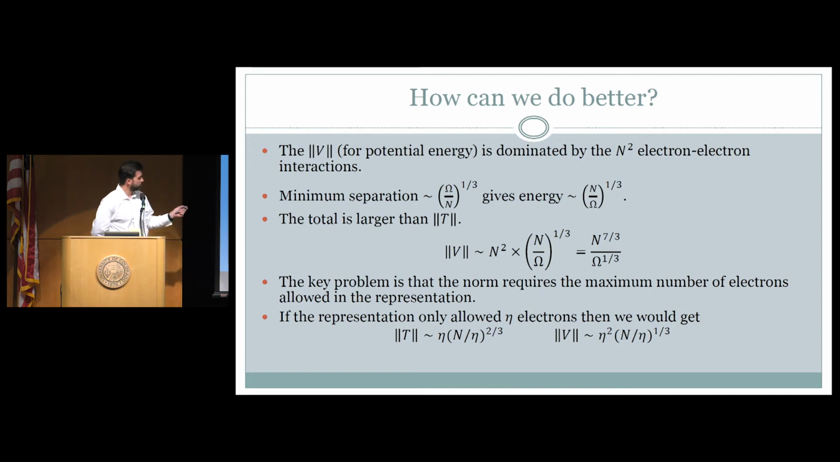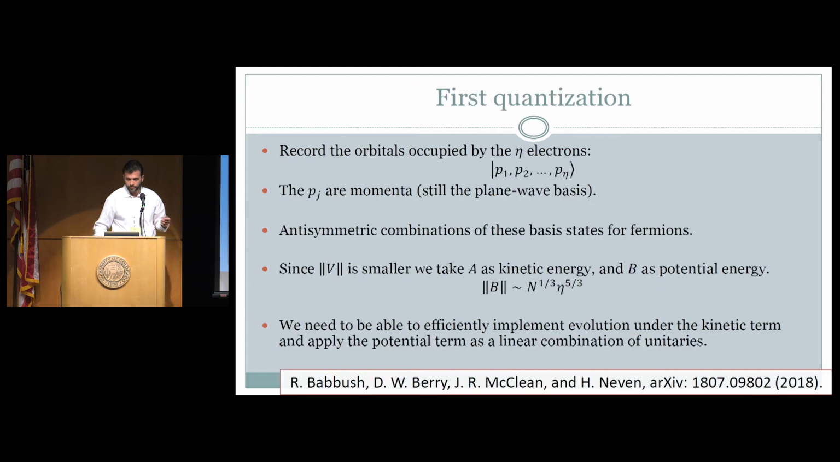And when you use this representation, the kinetic term is then going like n to the 2/3. So this is basically swapped around which one has the larger norm. So when you go to the first quantization, the kinetic term has this n to the 2/3 and it's larger, whereas with the second quantization, the T was actually smaller. So I'll quickly explain how the first quantization works.